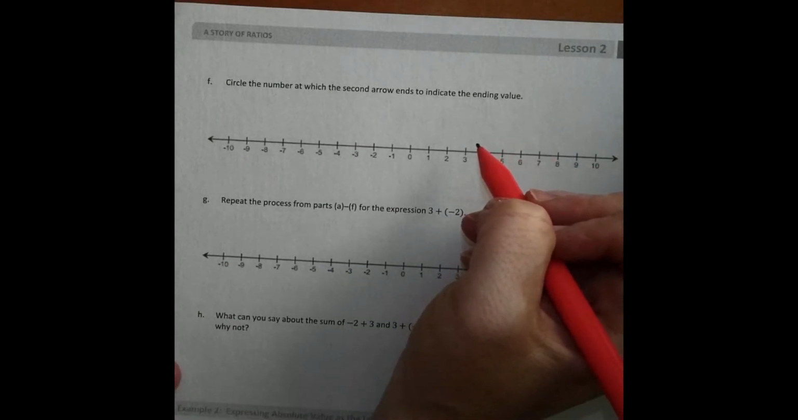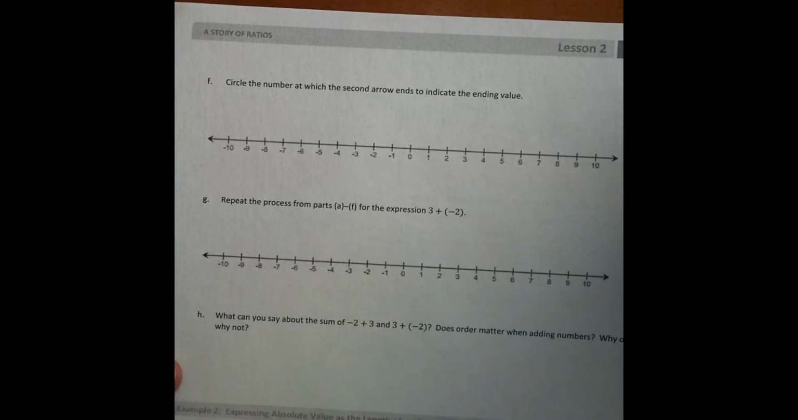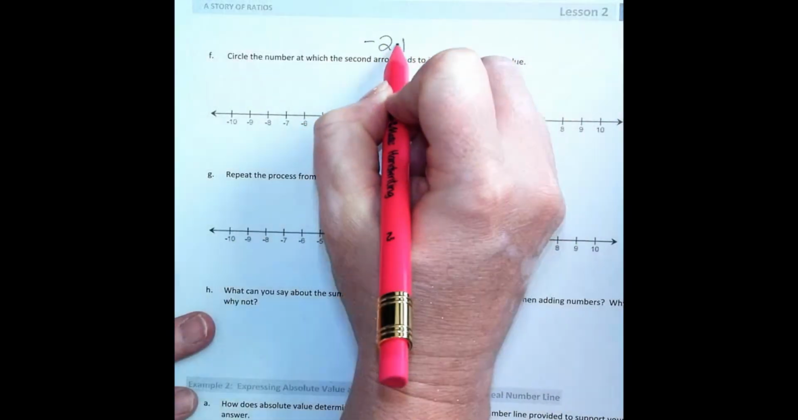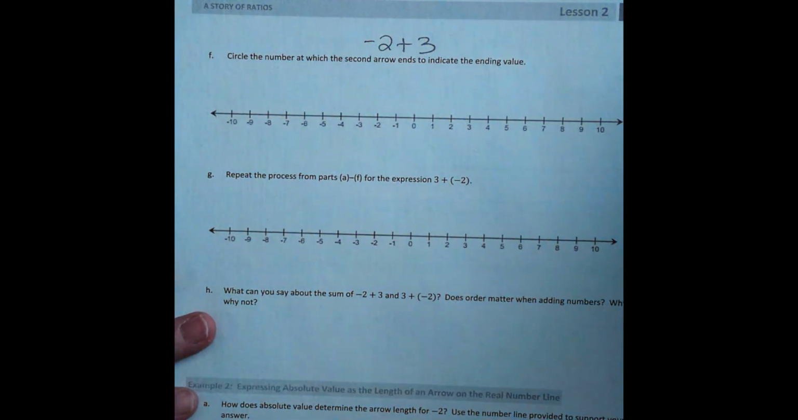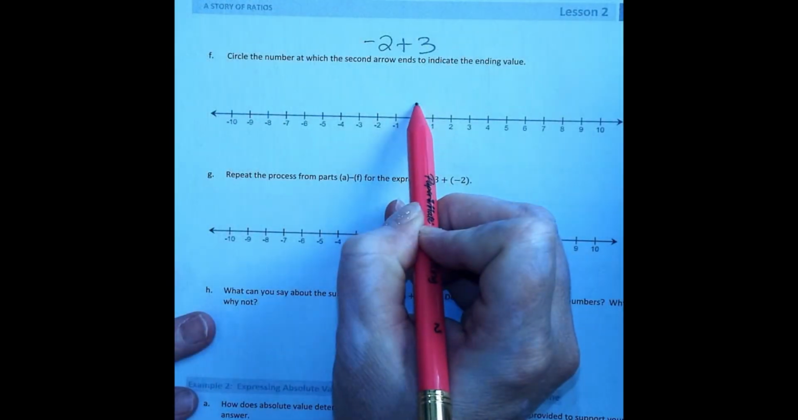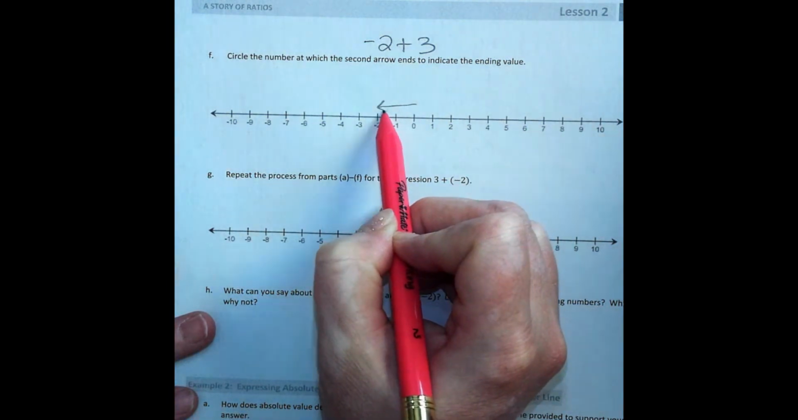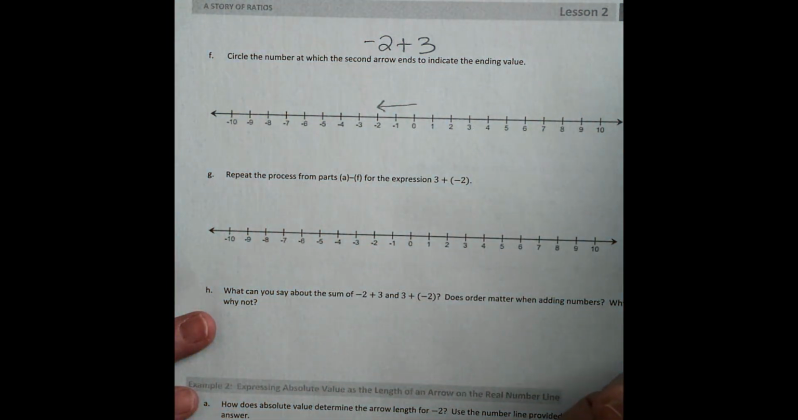Okay, so we're going to model that problem on this side. So you had to flip over negative 2 plus 3. So I'm going to rewrite this. So the first number we need to represent is negative 2. We will start at 0. We will go to the left 2 units with our vector, and then we will stop there at the end of negative 2.